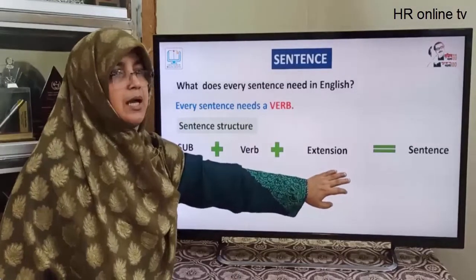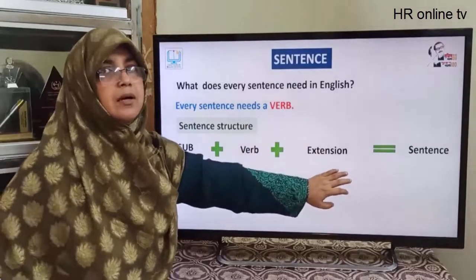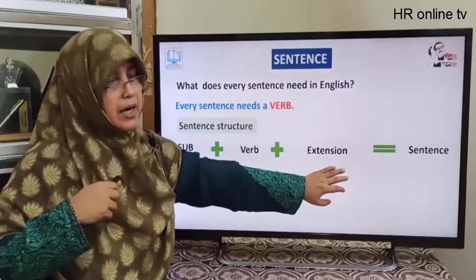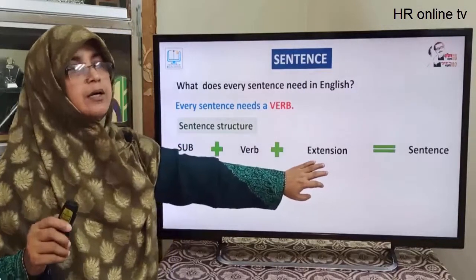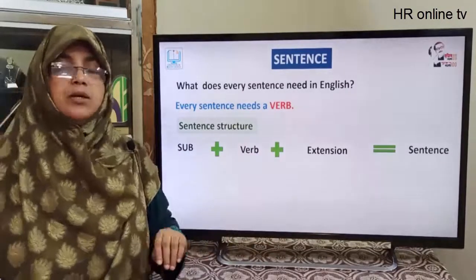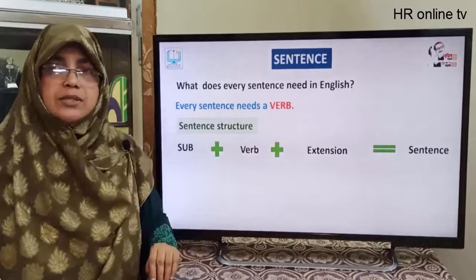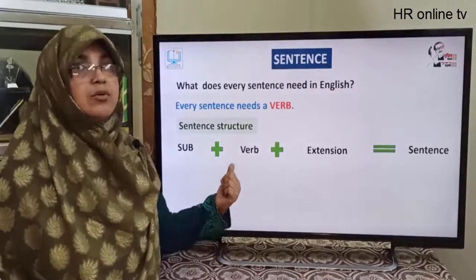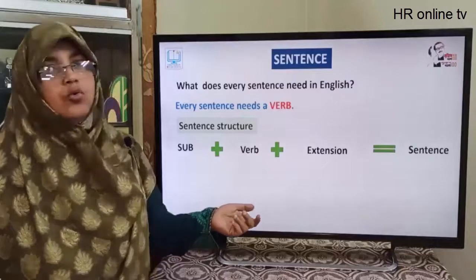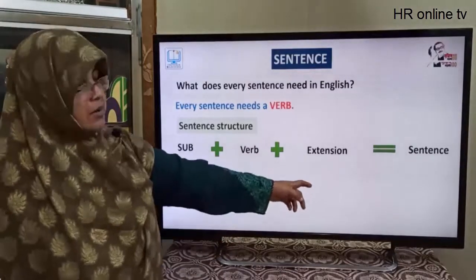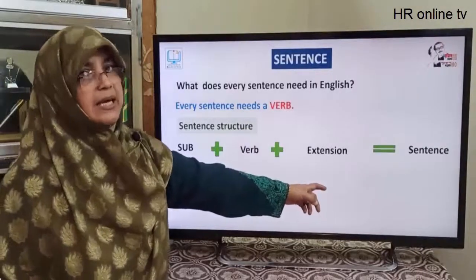For example, I want to buy some new dress. I is the subject, want is the verb, to buy some new dress is the extension. What I want is to buy something. So it's an extension or a description, you can say. Add extension.